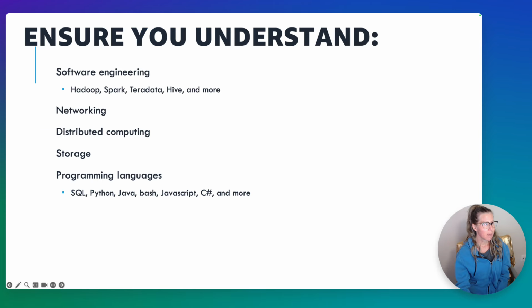We mentioned a bit ago about software engineering, which is needed to be able to use technologies such as Hadoop, Spark, Teradata, Hive, and more to create a data solution. You need a solid understanding of software engineering, networking, distributed computing, storage, and more. You should be familiar with different languages such as SQL, Python, Java, Bash, JavaScript, C#, and more. And I'm in the middle of an awesome SQL course that I'm really loving.